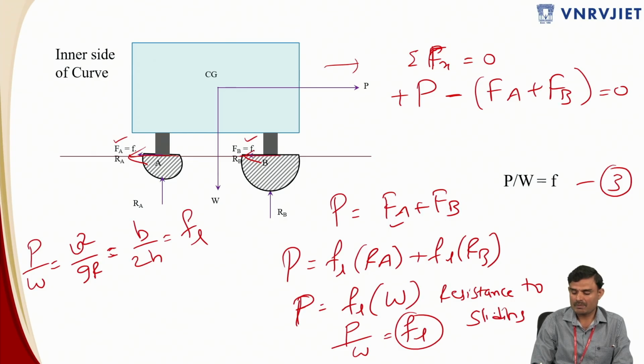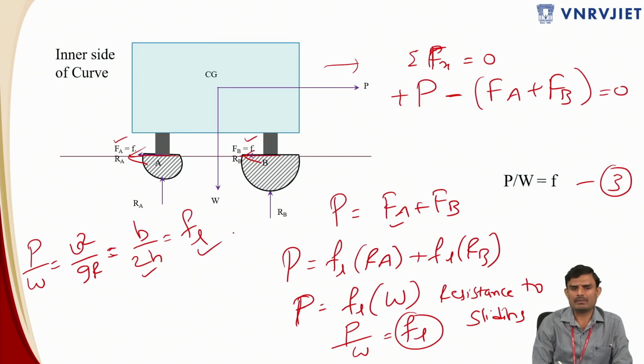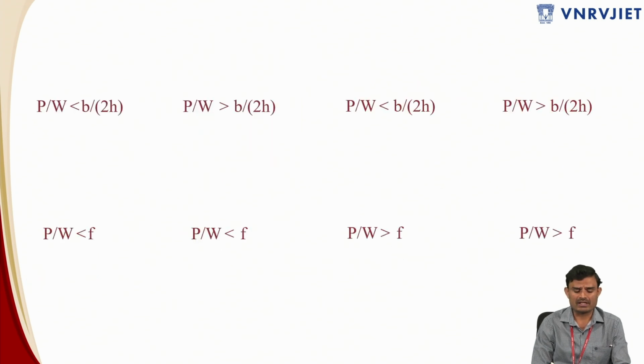So the first one, P by W, is the centrifugal ratio, B by 2H is the resistance to overturning, ROT, and this is the resistance to sliding. Higher the value of resistance to sliding, the chances of sliding are very, very less. So this is regarding the stability conditions of the vehicle. Based on the different forces acting on the vehicle, we are going to establish the different stability conditions of the vehicle.